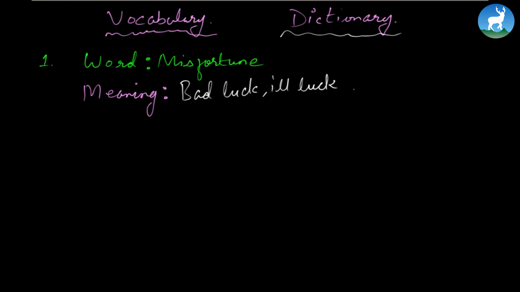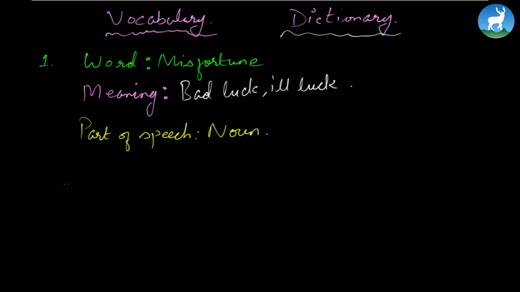Now that we know the meaning of misfortune, we go for part of speech. Its part of speech is noun. Part of speech is always given in the dictionary, just next to the word. It's either written N or V or ADV or ADJ: N for noun, V for verb, ADV for adverb, or ADJ for adjective. So part of speech is always there.